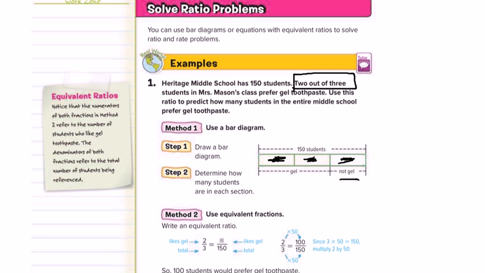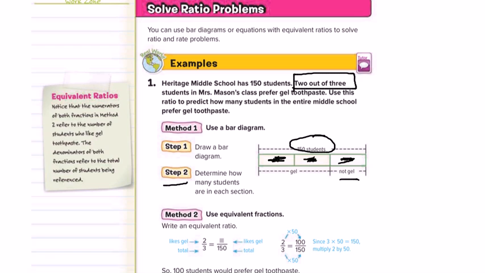That ratio represents the entire middle school because I'm using the ratio to predict how many students in the entire middle school prefer gel toothpaste. So if these 3 sections are my 150 students that you can see here labeled up top, if my 150 students were split equally among those 3 sections, I could see how many students were in each section, which is our step 2, determine how many students are in each section.